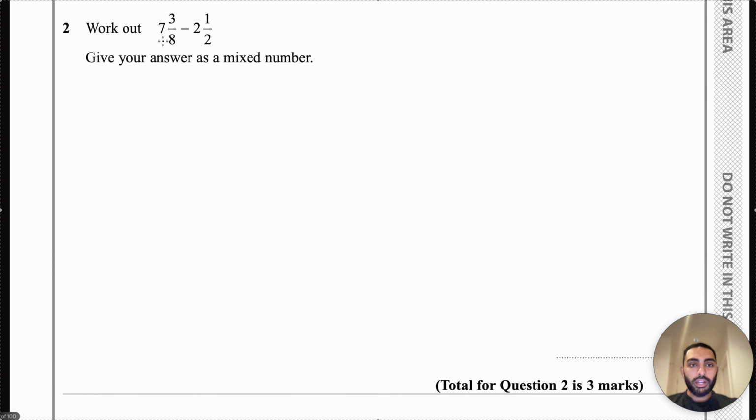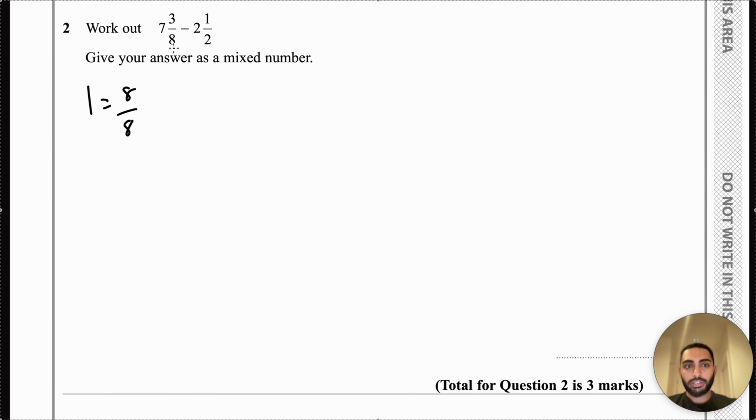Question 2. Work out 7 3/8 minus 2 1/2. Give your answer as a mixed number. I already know that 1/2 is greater than 3/8, so I don't want to take 1/2 from 3/8. I'm going to carry one of these wholes from the 7 into the 3/8 so that it makes it a little bit easier. So what would one whole be in 8s? It would be 8 over 8.